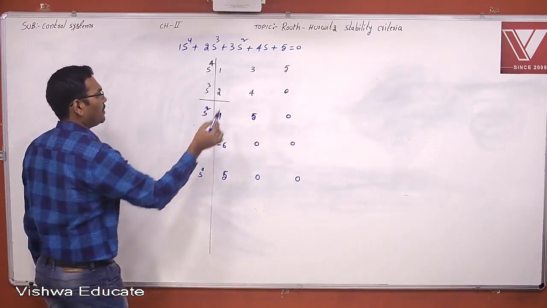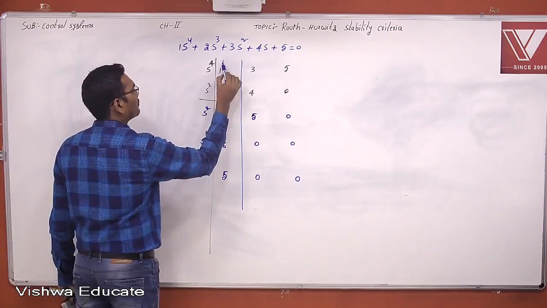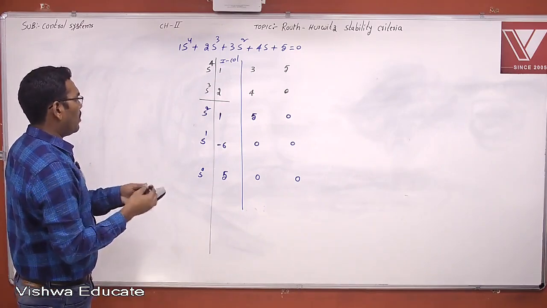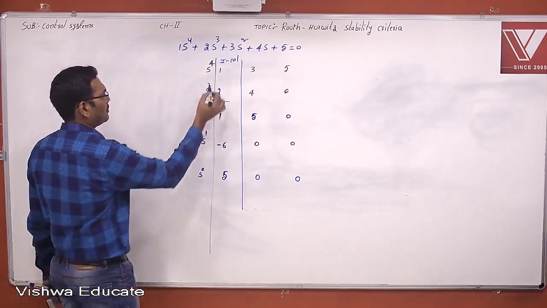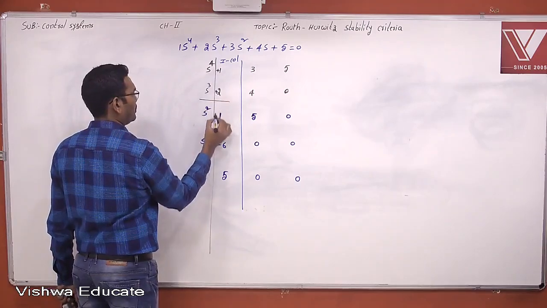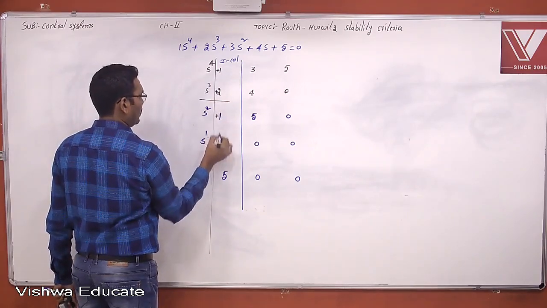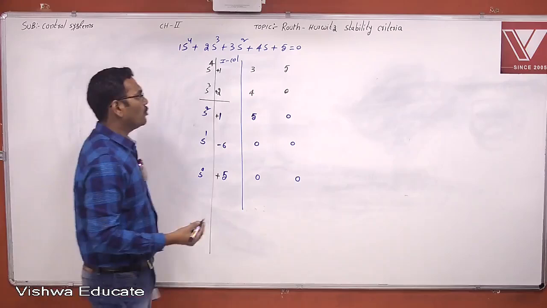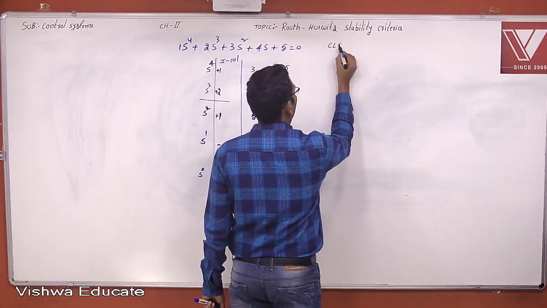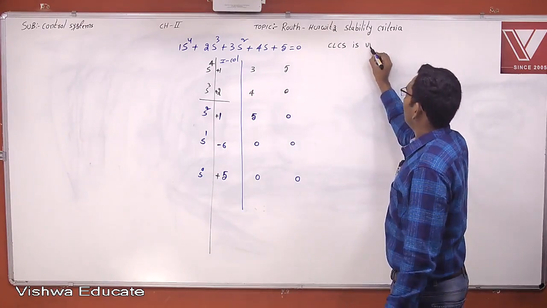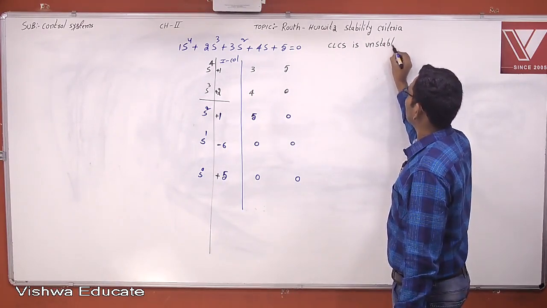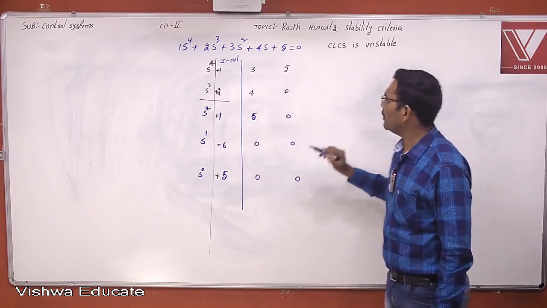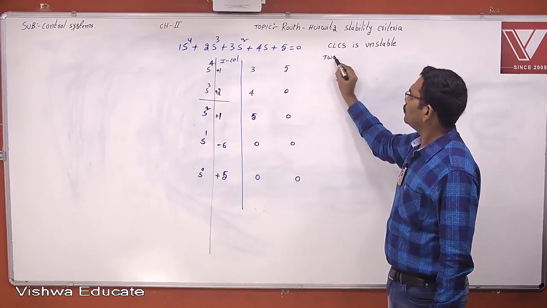Now see, this is the first column. In the first column there are sign changes: positive, positive, positive, but this is negative, this is positive. If there is any sign change in the first column, you know that the closed loop control system is unstable, because at least one sign change means the system is unstable. How many sign changes? Positive to negative, one sign change. Negative to positive, another sign change. Therefore, two sign changes.